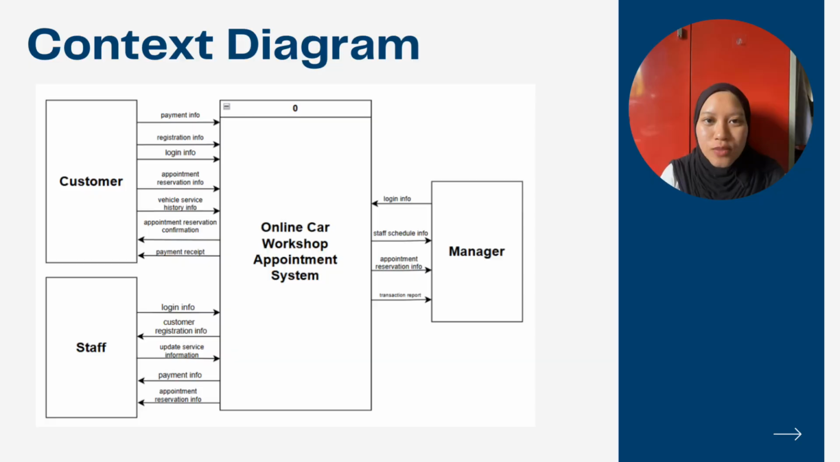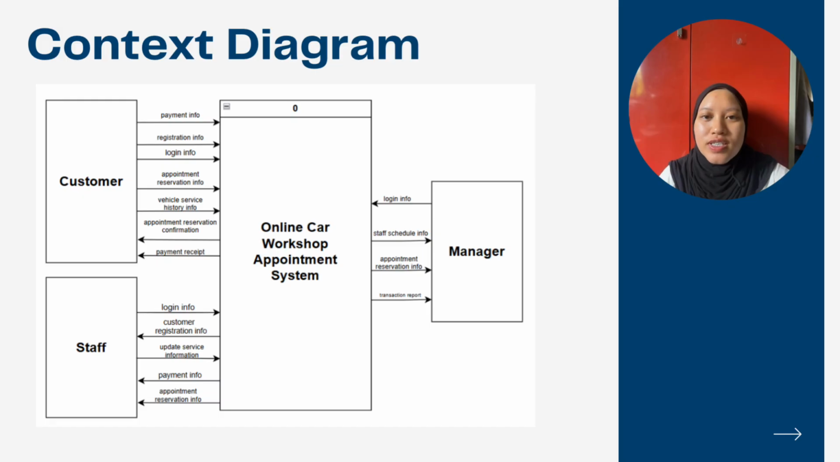So I will explain the context diagram for our online car workshop appointment system. So this diagram shows the interaction between the system and three external entities, which are customer, staff, and manager. So the customer can register, log in, book appointments, and view service history and make payments through the system. The system then provides appointment confirmations and payment receipts.